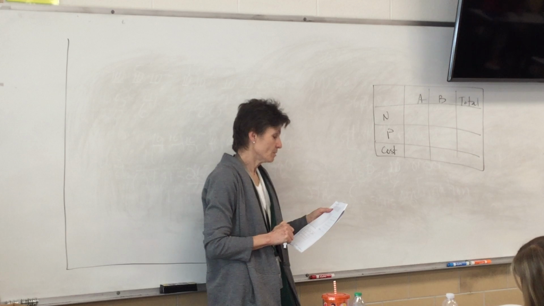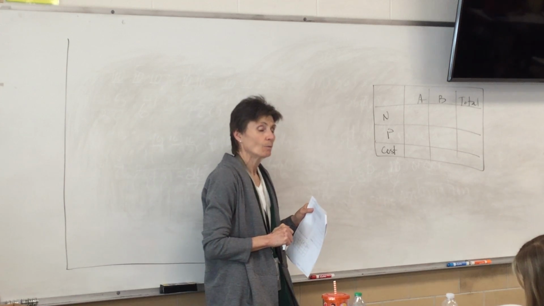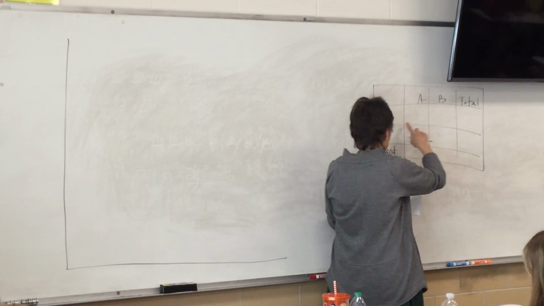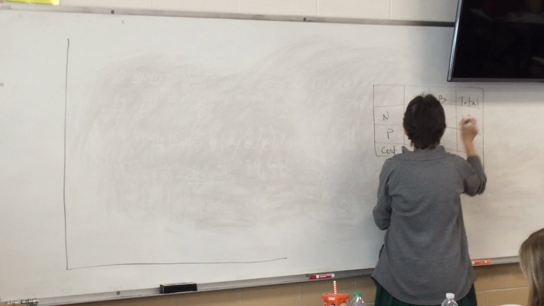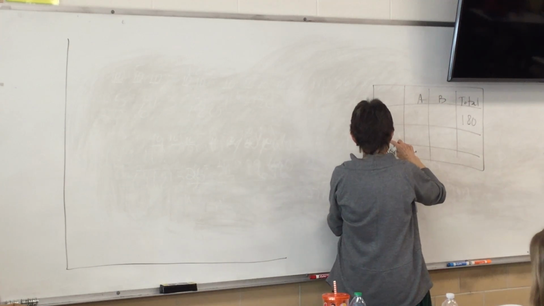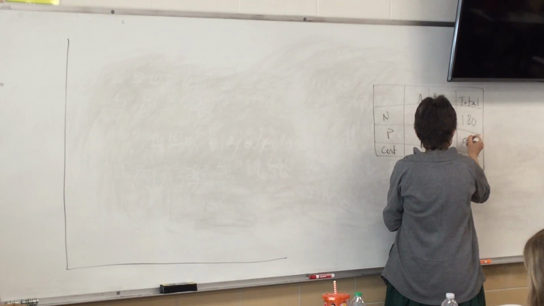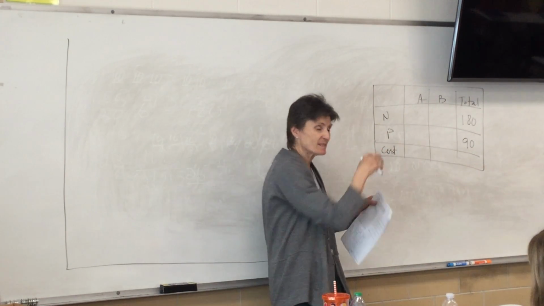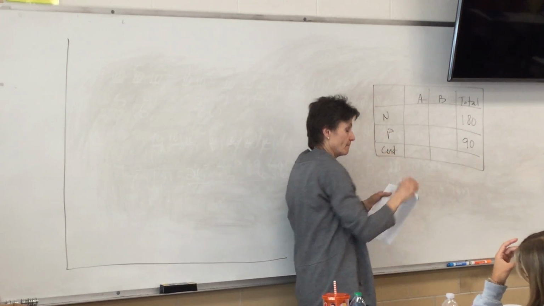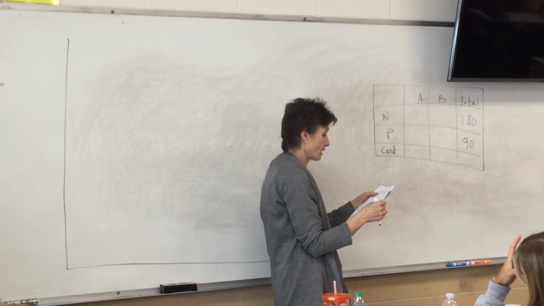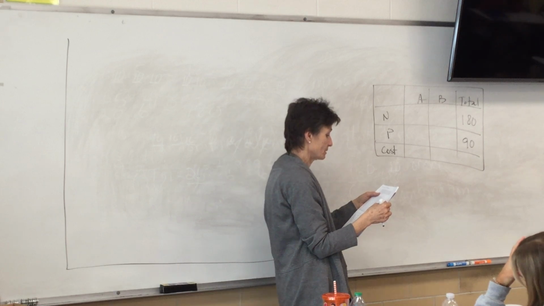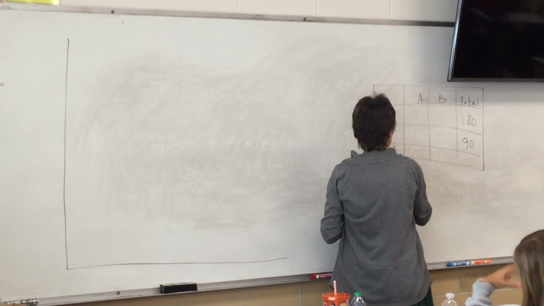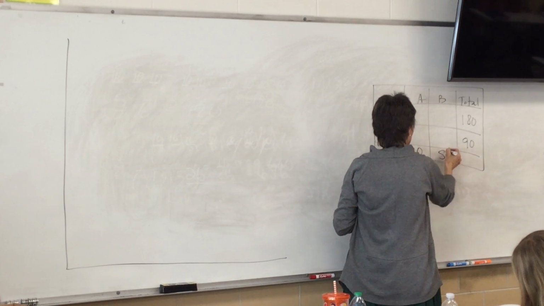Where are you putting the 180 and the 90? Where are those going, Alexis? In the total. So the total nitrogen is 180, and the total phosphorus is 90. Everybody okay with that? This is kind of like a matrix, sort of. All right. Where does the $10 and the $5 go, sir? $10 goes under cost A and $5 goes under cost B. Everybody okay with that?